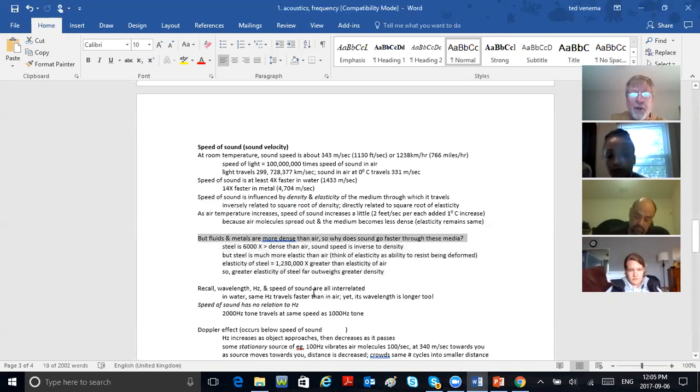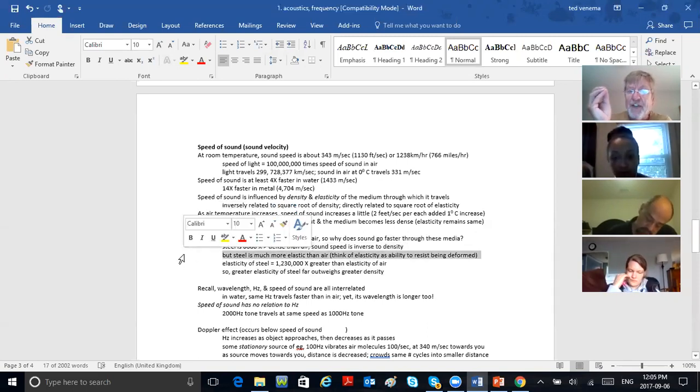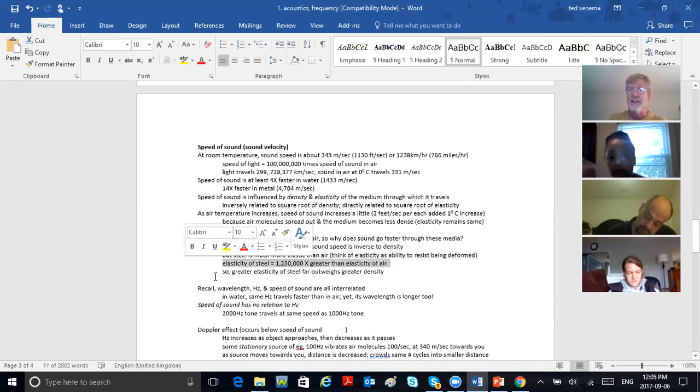But fluids and metals are more dense than air, so why does sound go faster through those media? Especially if you said the more dense something is, the slower the sound goes. Well, steel is 6,000 times more dense than air, but steel is also much more stiff. Elasticity. Think of elasticity as the ability to resist being bent or deformed. Think of it as stiff. And the elasticity of steel is 1,230,000 times more than the stiffness of air.